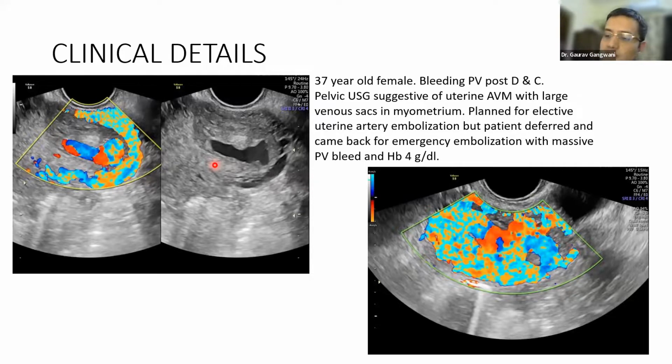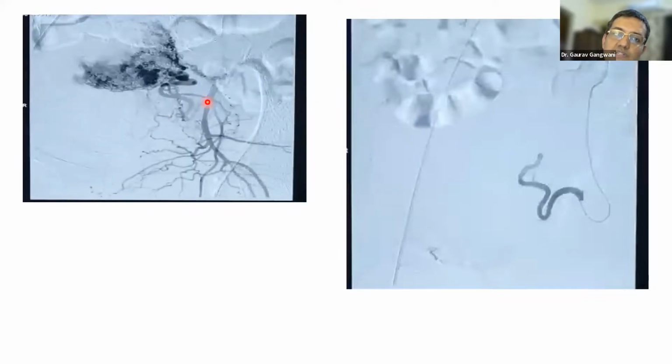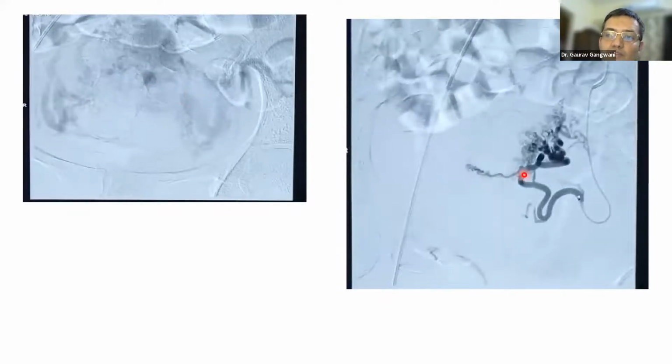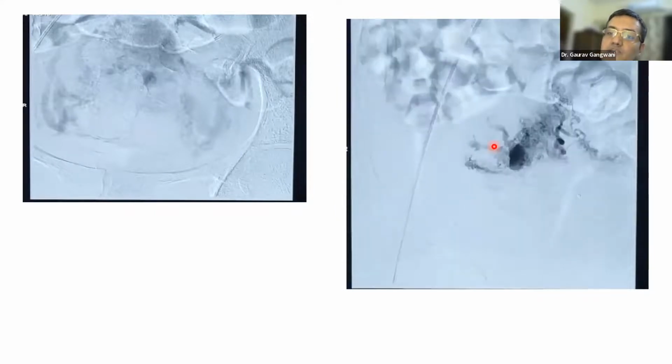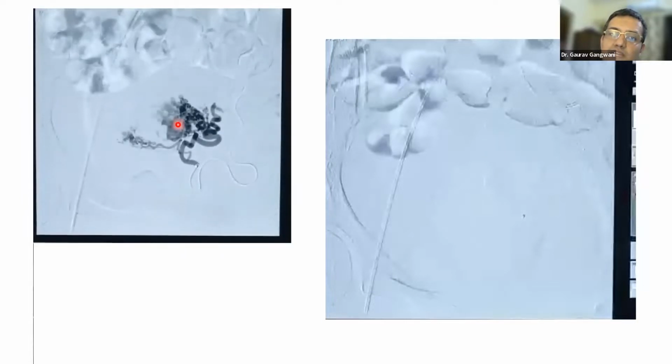This was a proposed uterine AVM, but actually this was an enhanced myometrial vascularity. There was no early venous outflow. Hb was 4 because of bleeding. This is the left uterine angiogram showing some early venous filling, but when we went with a microcatheter, we did not see early venous filling. It was only extravasation. So this was an enhanced myometrial vascularity, mimicking a type 3 AVM.